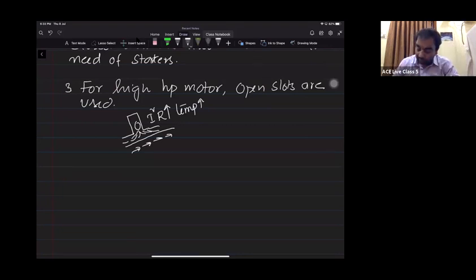But if the slots are completely closed, then this is a conductor. The ohmic losses will be more, the temperature will be more, but there is no direct contact with the air.